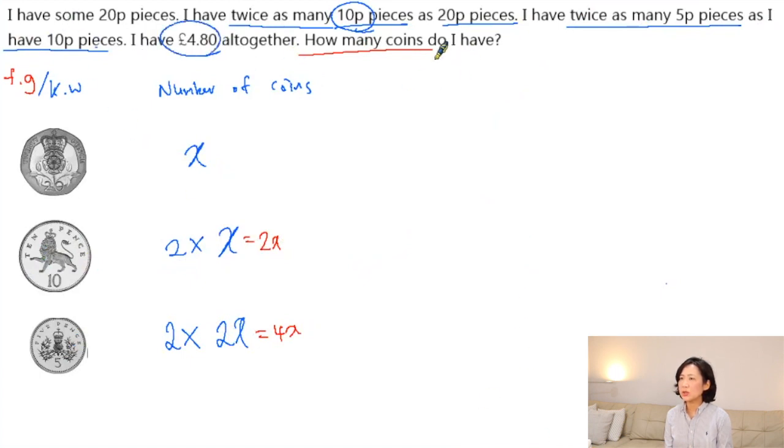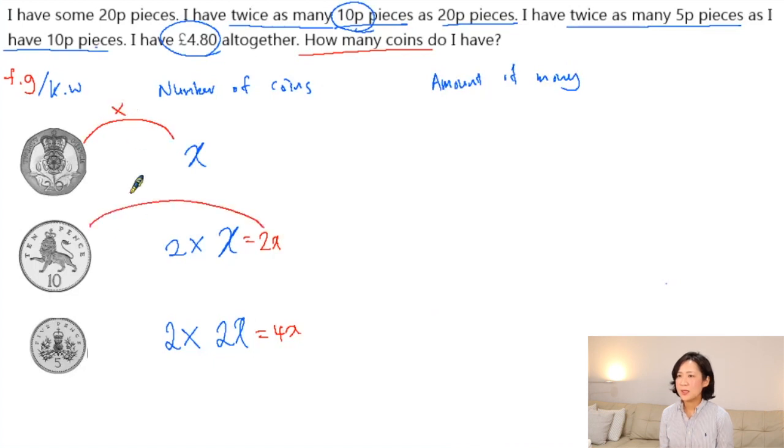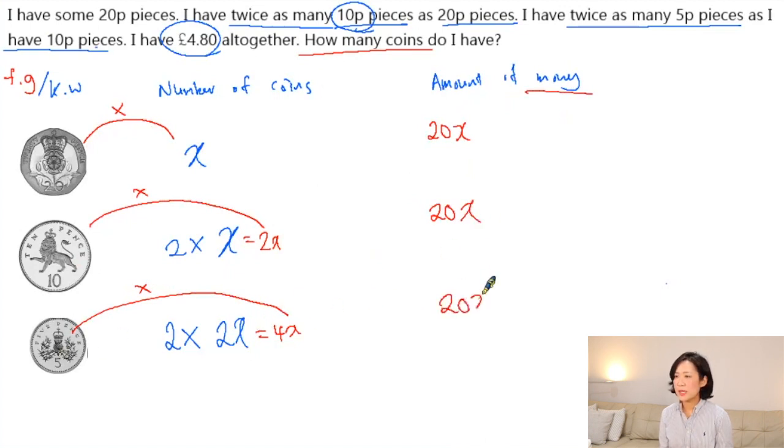Then they give you a total amount of money. How can you find the total amount of money? You always multiply the value of a coin times the number of coins, right? So 20 times x is the amount of the 20p. 10p times 2x is the amount of the 10p coins. Let's see: 20x, then 10 times 2x is 20x, and then 5 times 4x is 20x. This is the amount of money we have, right?